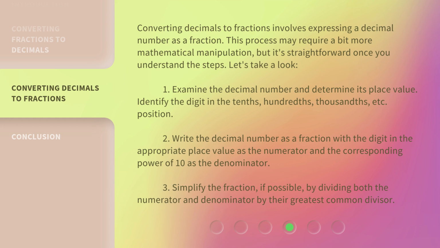Examine the decimal number and determine its place value. Identify the digit in the tenths, hundredths, thousandths, etc. position. 2. Write the decimal number as a fraction with the digit in the appropriate place value as the numerator and the corresponding power of 10 as the denominator. 3. Simplify the fraction, if possible, by dividing both the numerator and denominator by their greatest common divisor.